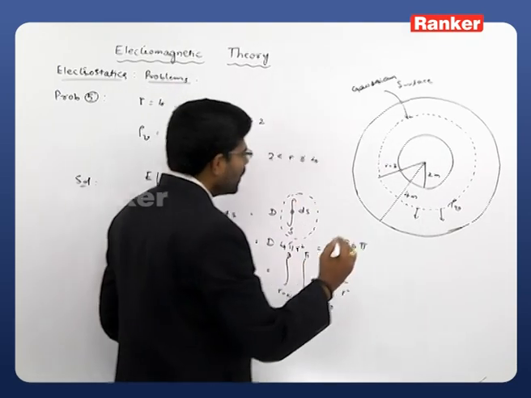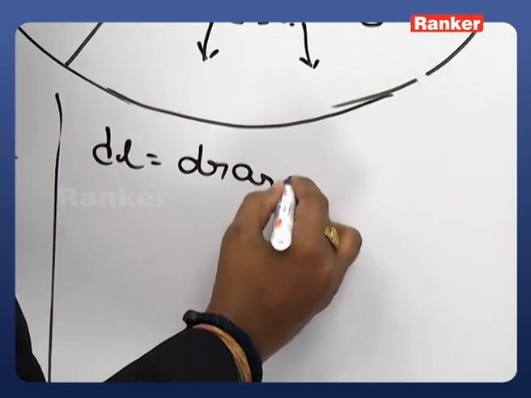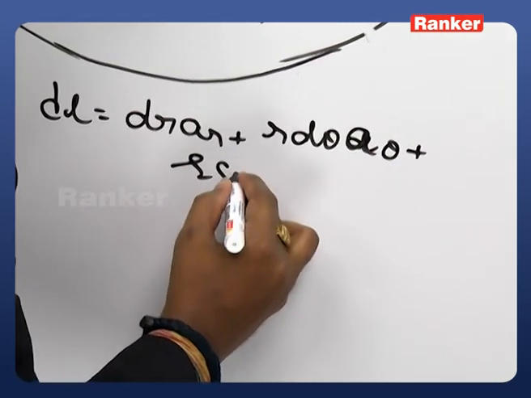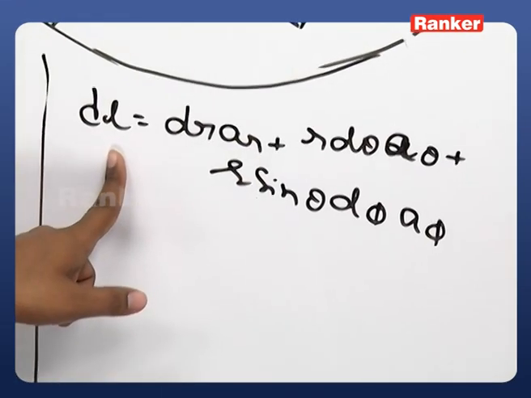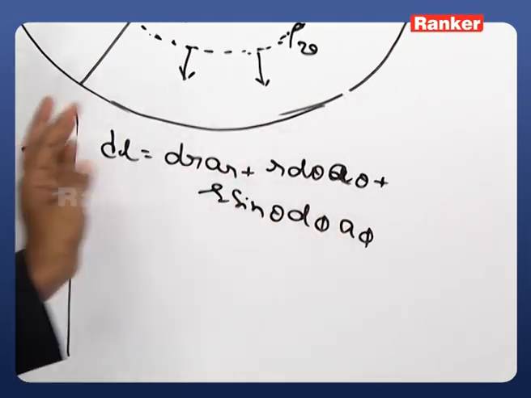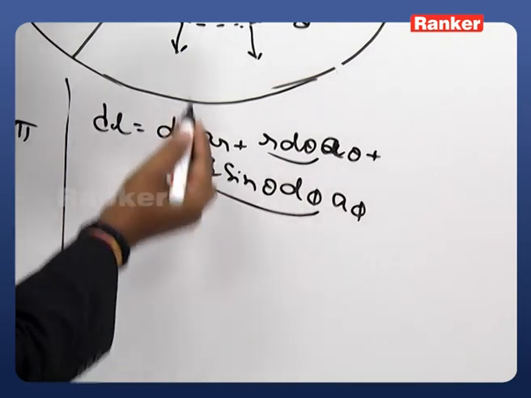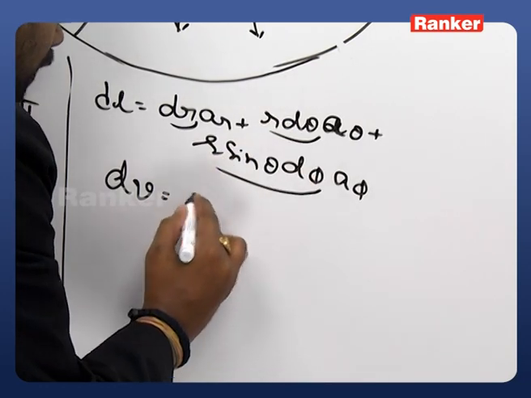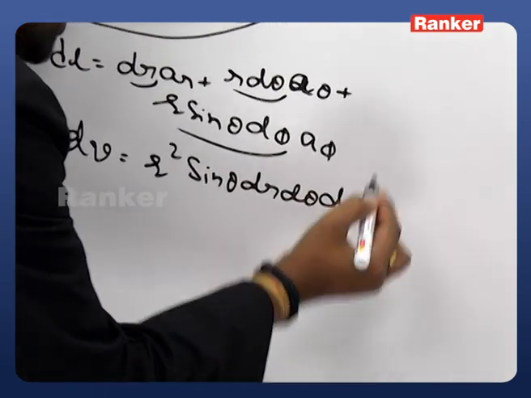So what is the differential length in our spherical coordinate system? The differential length is equal to dr a r plus r d theta a theta plus r sin theta d phi a phi. This is our differential length equation in the spherical coordinate system. If you want the differential volume, just ignore the unit vectors and multiply all the parameters: dr, r d theta and r sin theta d phi. If you multiply them, what we get is the differential volume, r square sin theta dr d theta d phi.